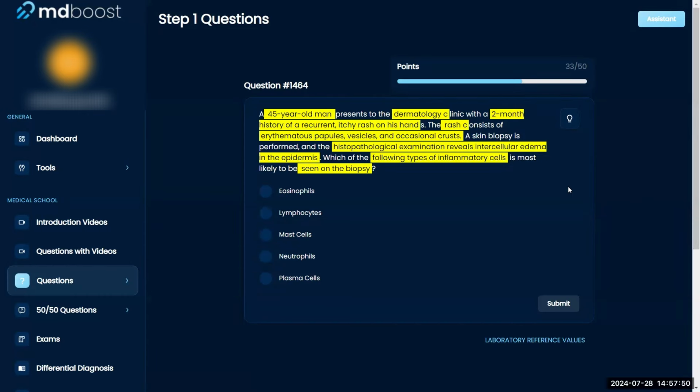I would get rid of mast cells, eosinophils doesn't seem right. I don't think I like the plasma cells, even though it is recurrent. Neutrophils just makes the most sense to me with crusts and vesicles. Intracellular edema, but that's probably more lymphocyte. Yeah, I think I'd go neutrophils.